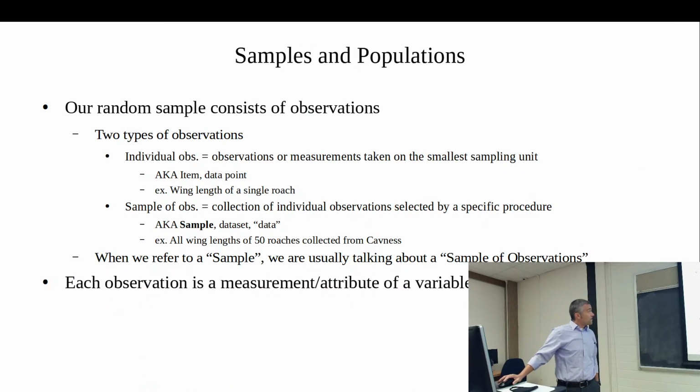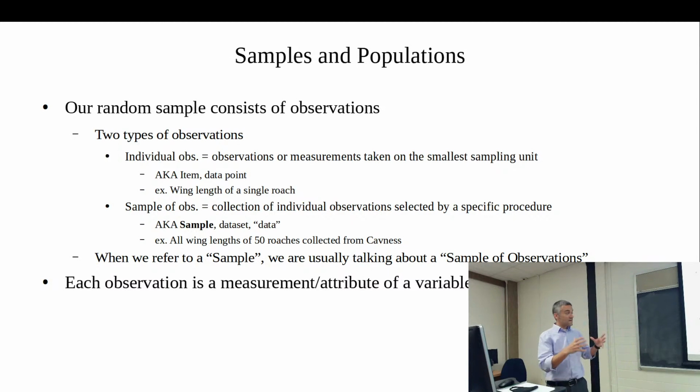All right, so our random samples consist of observations. There are two types of observations: an individual observation and a sample of observation. Unfortunately, they use the same terms. Individual observation is basically the data point. That's our single item where we collect our data. So the individual observation is the measurement taken on our smallest sampling unit. The sample of observation is a collection of individual observations selected by a specific procedure.